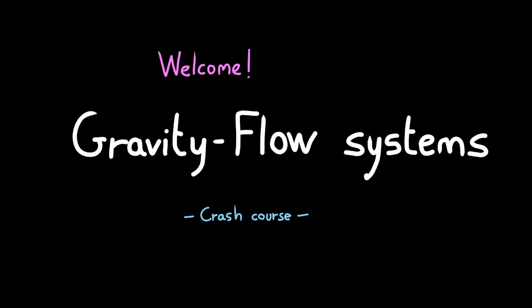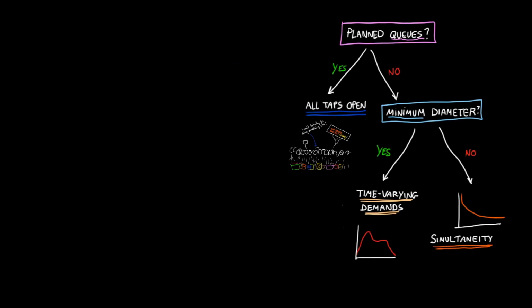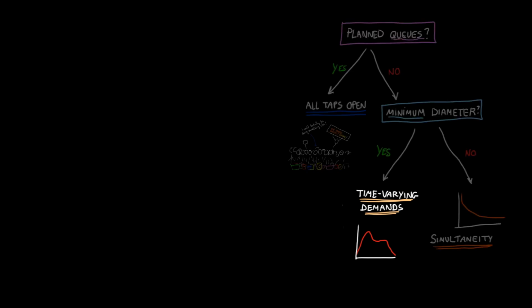How do we deal with changes in demand, and what does it have to do with elephants? In the last video, we saw there were different approaches to determine peak flow and that the most powerful one is time-varying demands.